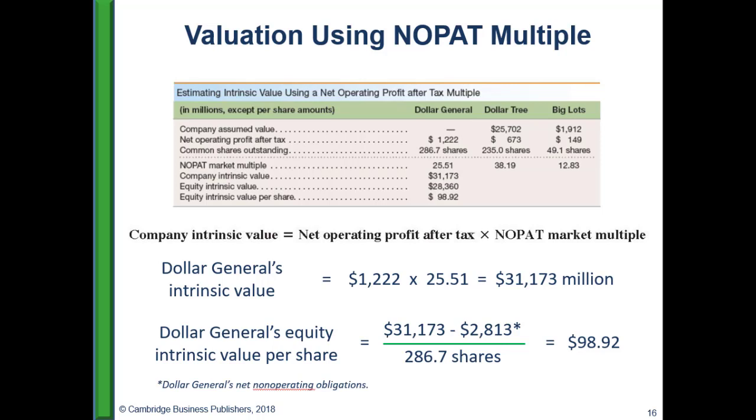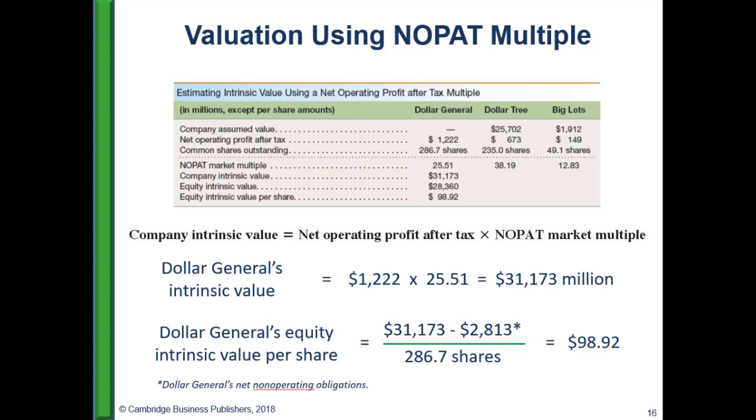So we would want a NOPAT market multiple for Dollar General of $25.51. And they have 1,222 in NOPAT. So that means that the whole company should be worth $31,173. We subtract the NNO and we get intrinsic value of $28,360. And therefore, intrinsic value per share is $98.92.